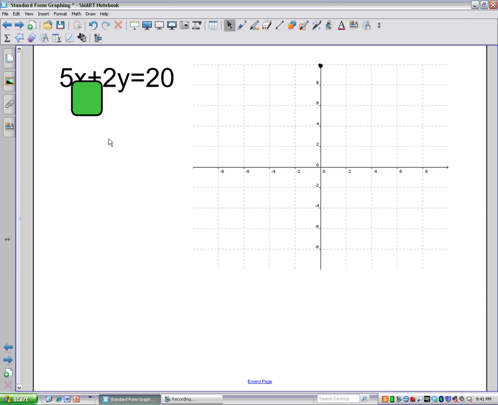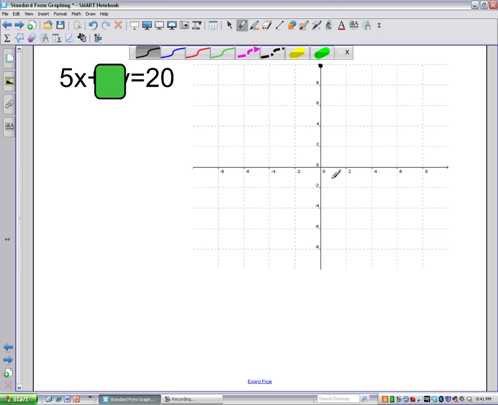To find the x-intercept, we'll make y disappear. Make y 0. 5 times what equals 20? Or if I divide by 5, I get that x is equal to 4. So my x-intercept is 4. And then I see if we can't get the line tool out.